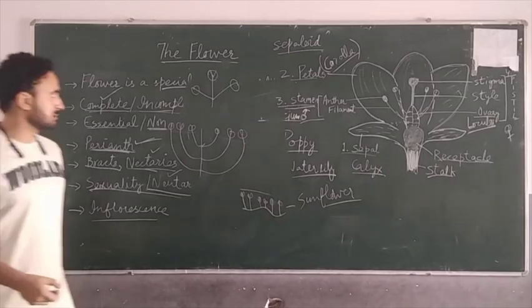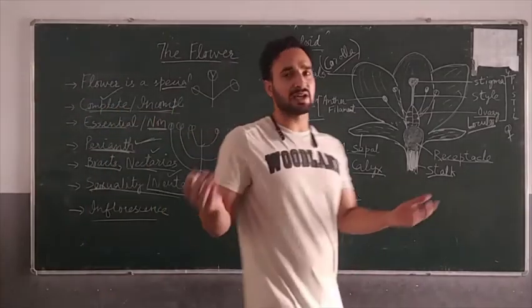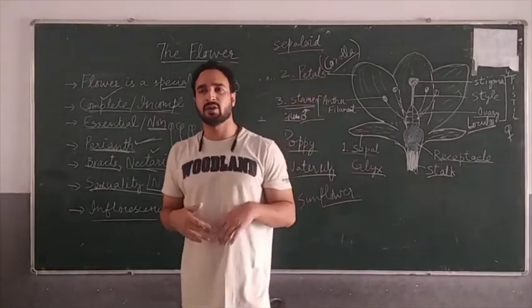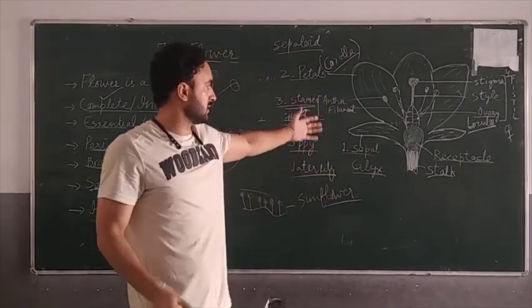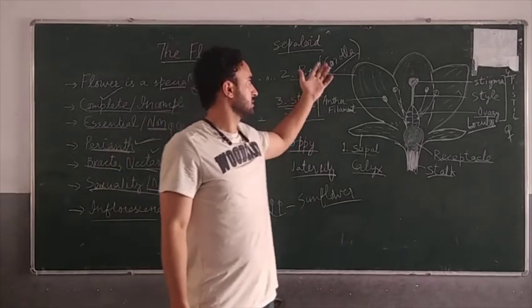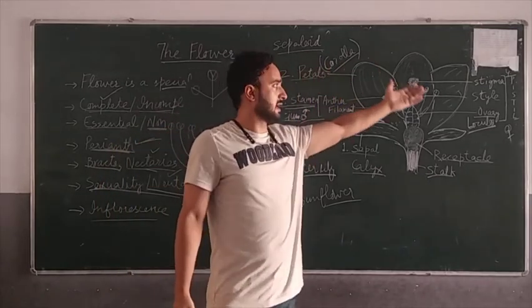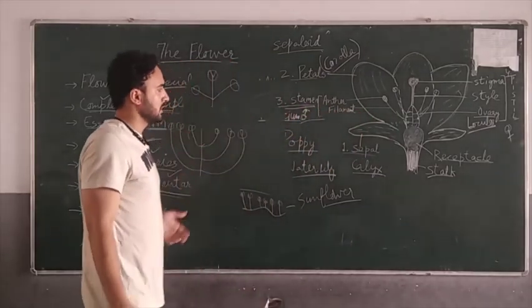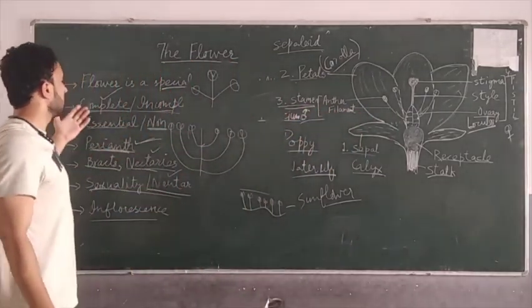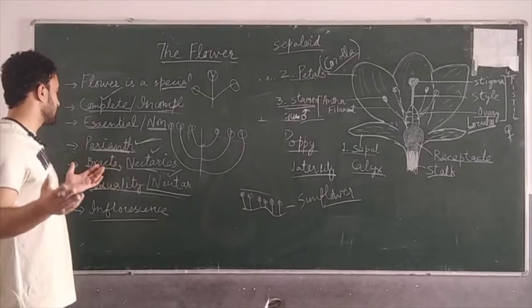Okay. So in this lecture we studied that the flower is a specialized shoot in which the leaves are modified into different floral structures, and those floral structures are present here: sepals, stamens, petals, and pistils. These are the four whorls of a flower. We also studied complete, incomplete, essential, non-essential parts of a flower.